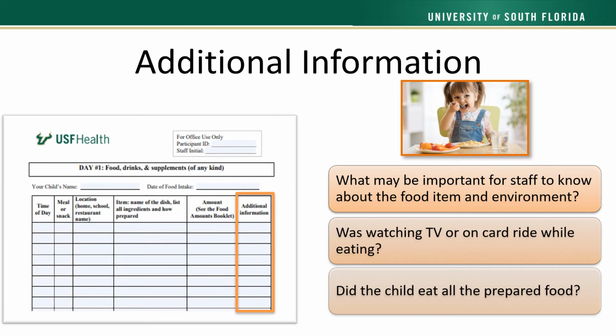Additional information is optional to complete. What may be useful for us to know about the food item? For example, was ketchup added? Was not all the food prepared eaten?